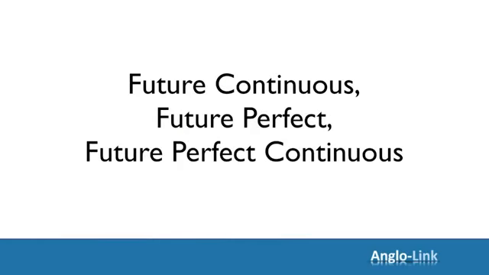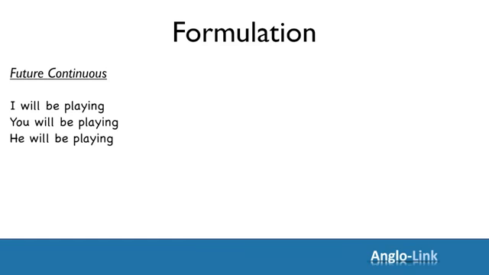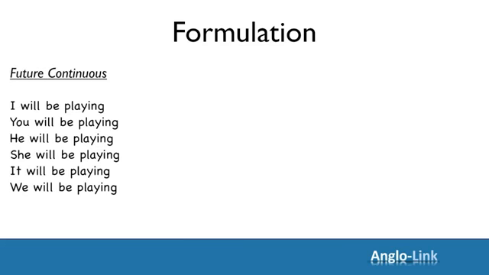Right then, future continuous, future perfect, and future perfect continuous. Let's start with formulation. Future continuous. To formulate the future continuous tense, you just need will and be plus the ing form of the verb. I will be playing. And it stays the same for all pronouns. You, he, she, it, we, you, and they will be playing.